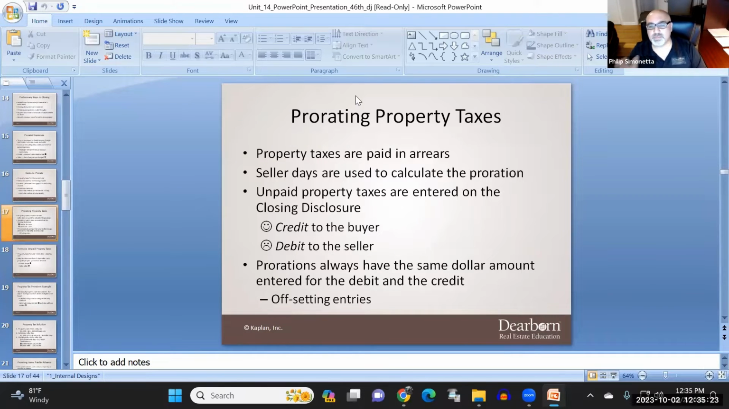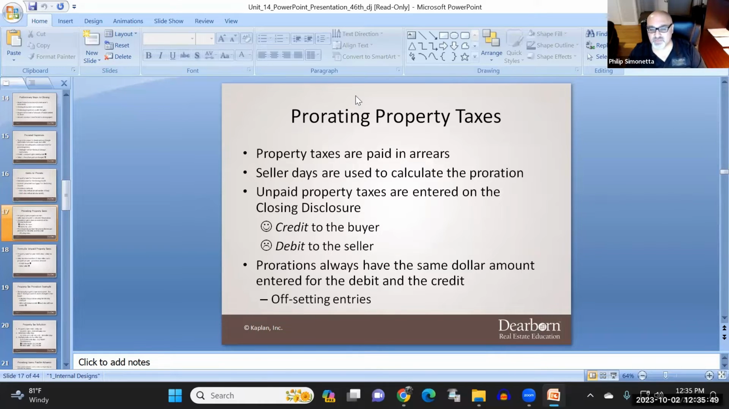Okay, so let's look at prorating property taxes. Property taxes are paid in arrears, okay? So for example, you live 2023, in 2024 you pay for 2023. In 2025, you'll pay for 2024. So you live the year first, and at the end of the year, you pay for your taxes, okay?